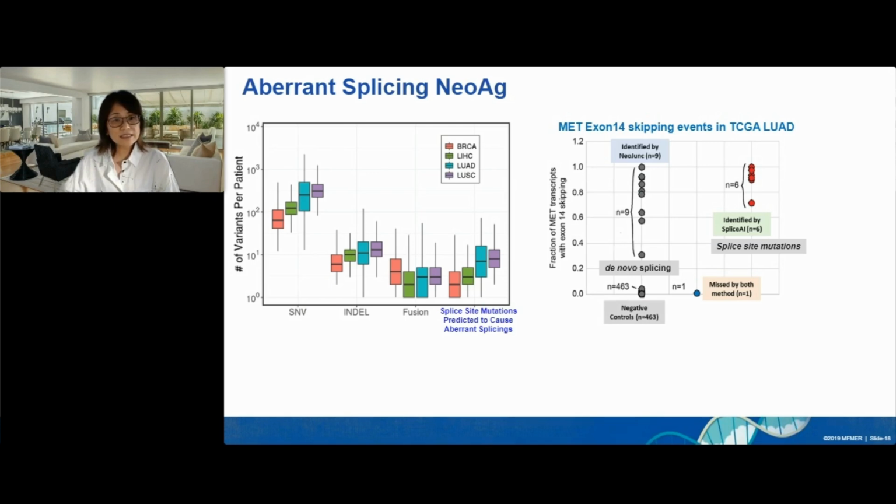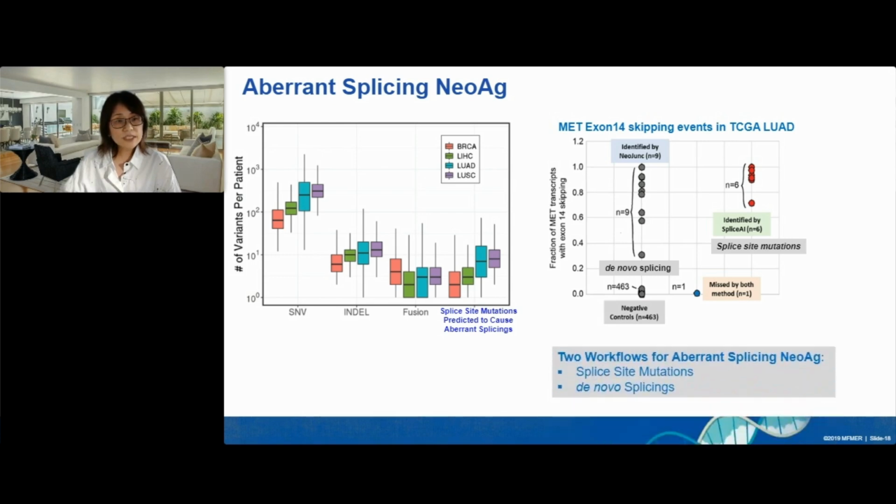However, these splice site mutations are not the only cause of aberrant splicing. As shown in the figure to the right, which I already showed in a previous slide, in the example of MET exon 14 skipping, de novo RNA splicing is responsible for the majority, 9 out of 16 of the aberrant splicing events. RealNeo is capable of detecting both categories of highly immunogenic aberrant splicing neoantigens.